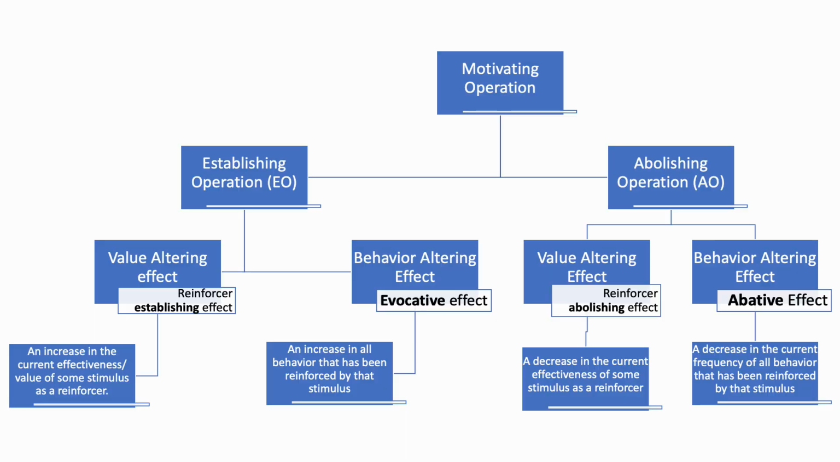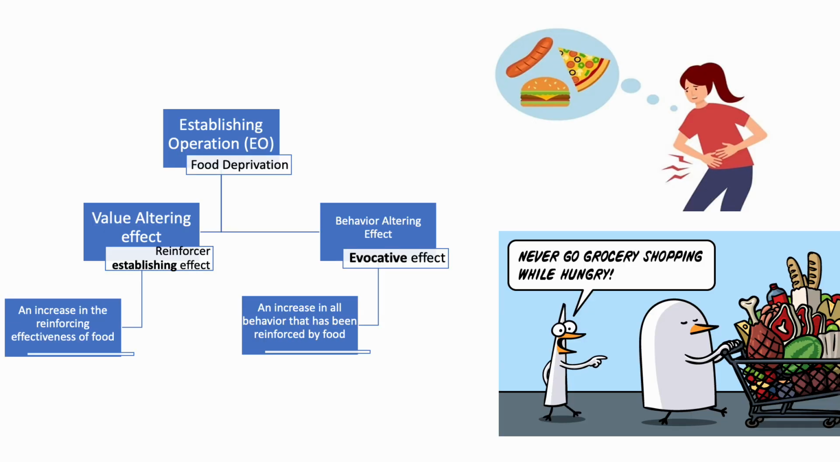Okay, so now let's break down motivating operations a little bit further. Motivating operations can be broken down into what we call establishing operation, which is an EO, or into an abolishing operation, which is an AO. And I'm going to break each of these down even further so that you can understand what is meant by each of these. So an establishing operation, or an EO, is a motivating operation that increases the effectiveness of some stimulus functioning as a reinforcer. An example of that could be food deprivation.